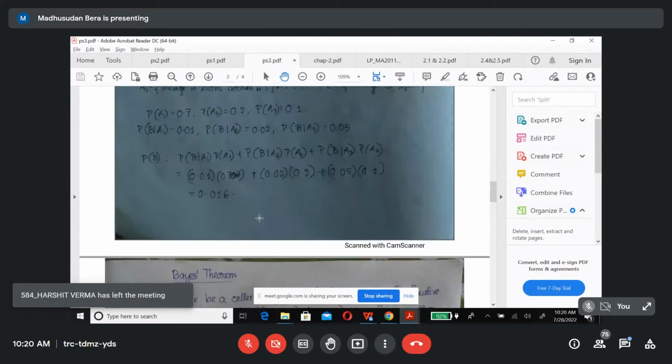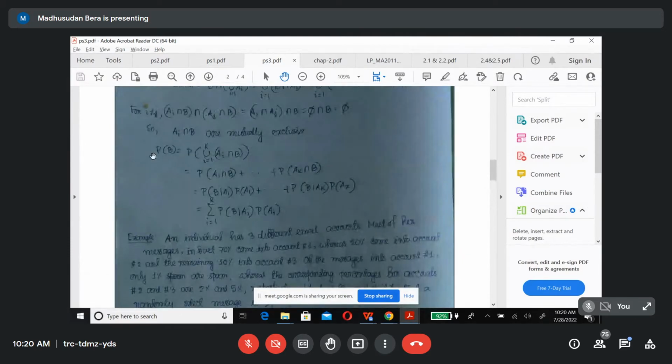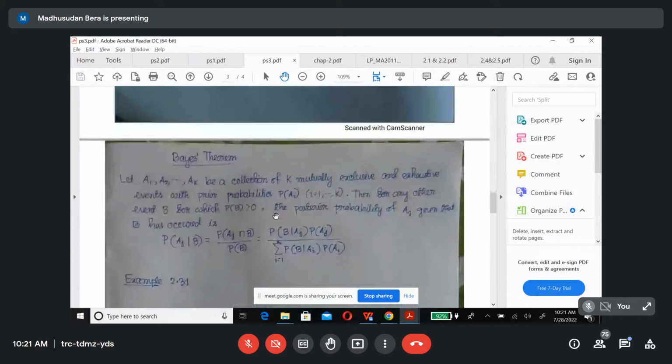It is the formula from the total law of probability. P of B is the summation, I from 1 to K, of P of B given AI times P of AI. We have just put that one.